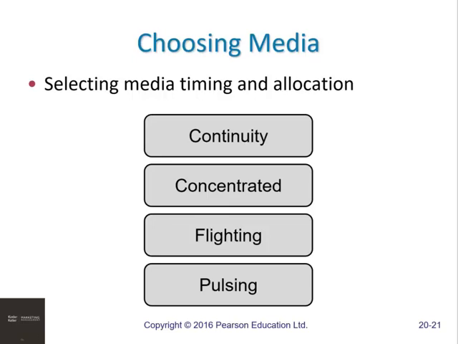Flighting calls for advertising during a period, followed by a period with no advertising, followed by a second period of advertising activity. That's a lot there. Pulsing is continuous advertising at low levels, reinforced periodically by waves of heavier activity. It draws on the strengths of continuous advertising and flights to create a compromise scheduling strategy.